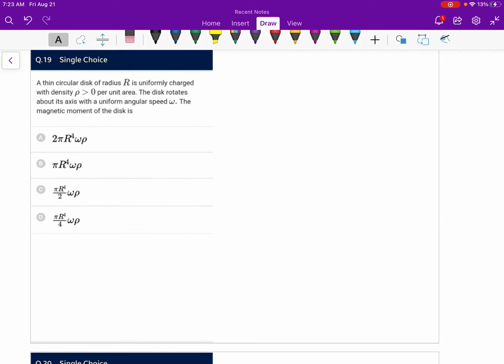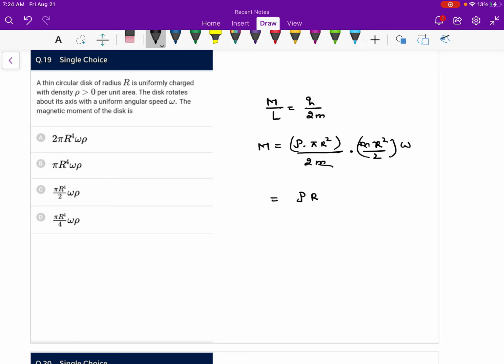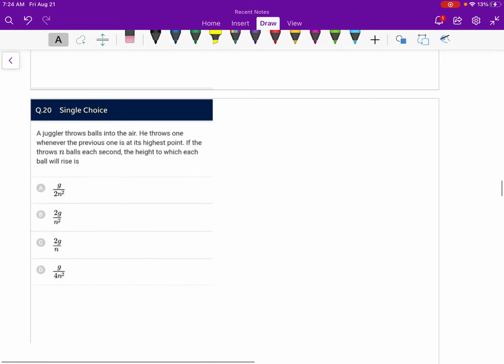A thin circular disc is uniformly charged with density rho. The disc rotates about its axis with angular speed omega, the magnetic moment. So guys, we know magnetic moment upon angular momentum is Q by 2m. So magnetic moment is Q, which is rho into pi r square, this is charge, upon 2m, and angular momentum is mr square by 2 into omega. So cancel, so this is rho r to the power 4 omega pi by 4. So D is the correct option.